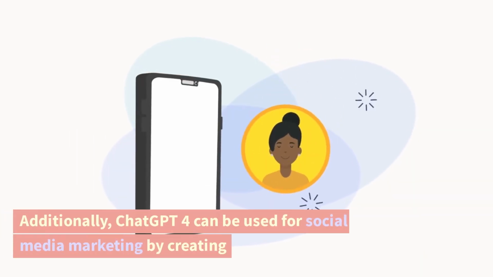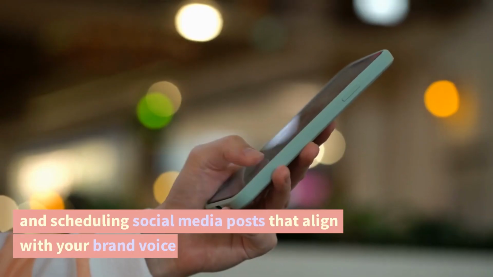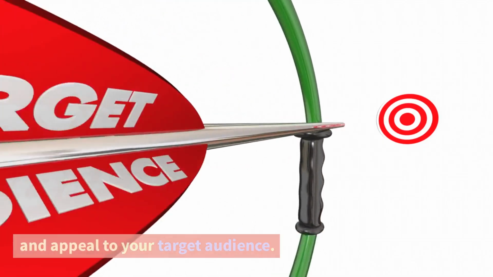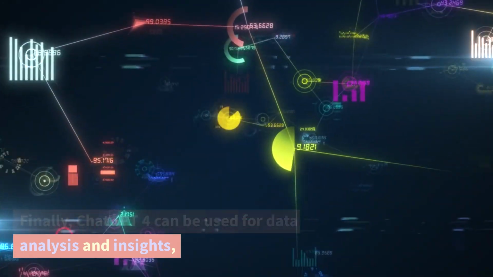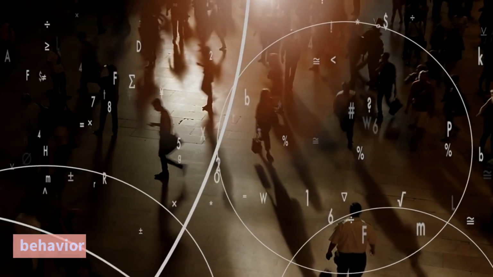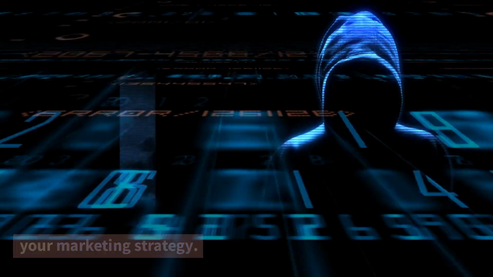Additionally, ChatGPT 4 can be used for social media marketing by creating and scheduling social media posts that align with your brand voice and appeal to your target audience. Finally, ChatGPT 4 can be used for data analysis and insights, providing valuable information on user behavior and preferences to help inform and optimize your marketing strategy.